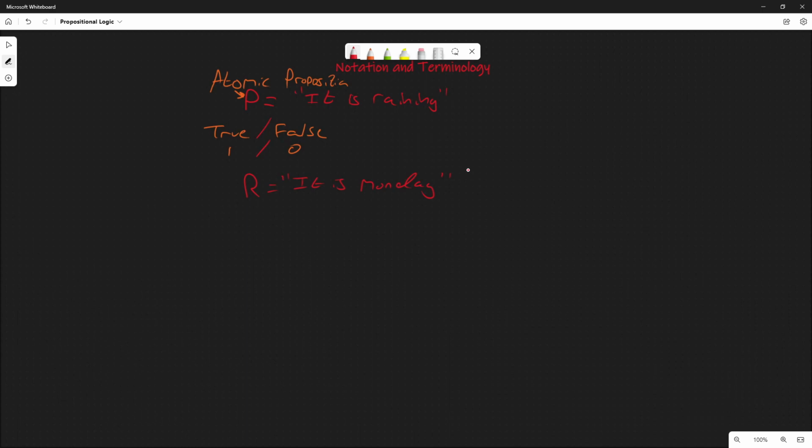Then there are various things we can say. For example, if it is currently raining and Monday, then we can say it is raining and it is Monday. So we can say P and R. We'd expect this entire statement, which is still a propositional statement, we are just combining these things together into a compound, to also equate to either true or false. We have created a propositional formula or a compound formula.